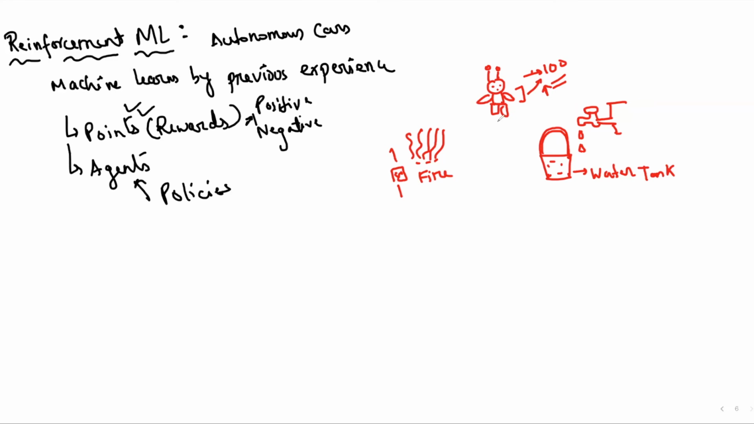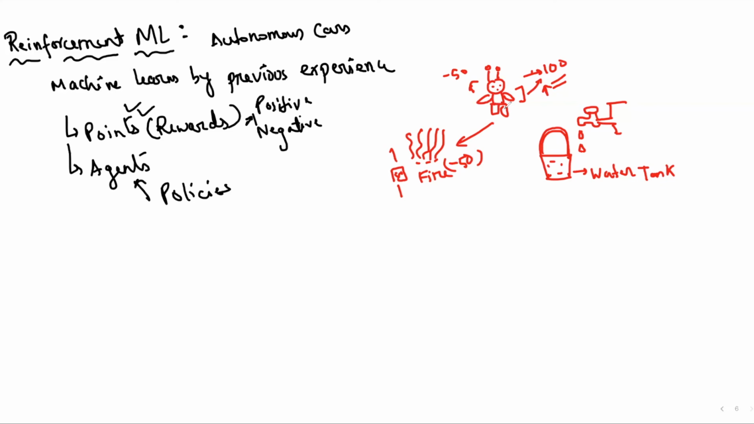Okay, so let's say it's trying for the first time. It went near the fire directly. There is a negative 50 points associated if it goes directly without the water. Let's say it went directly. In that case, it is automatically awarded minus 50 points.